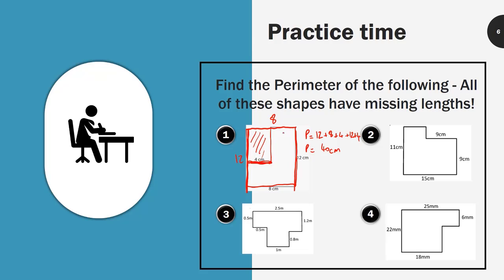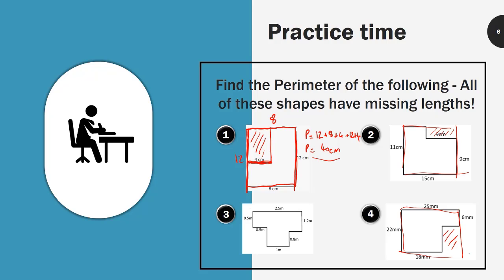So I could just do 12 and 8 is 20, 12 and 8 is 20, my answer is 40. And if I jump over here, it's exactly the same thing. I could do 15 plus 11 plus 15 plus 11, okay? It doesn't matter that that is missing. It's exactly the same with this one. I could just do 25 plus 25 plus 22 plus 22. It doesn't matter that this is missing, okay?